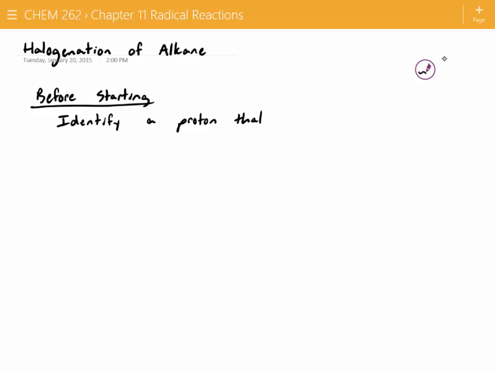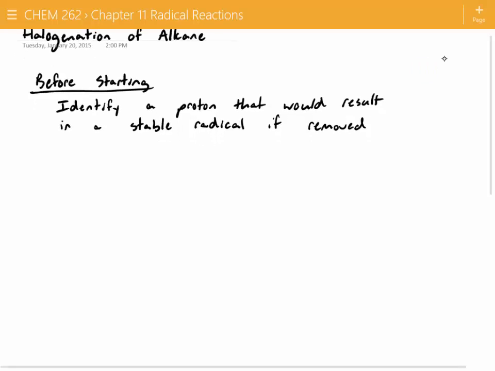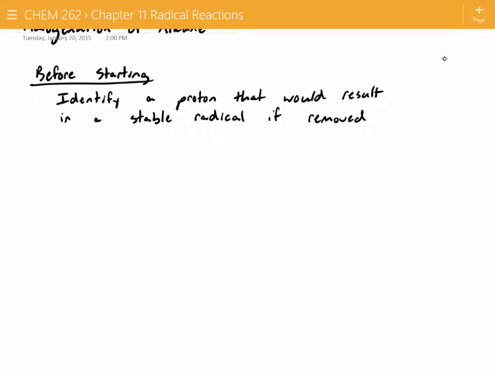So identify a proton that would result in a stable radical if removed. And I'll explain what I mean by that by using an example. So let's say we've got this alkane.